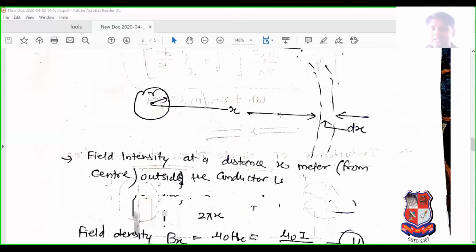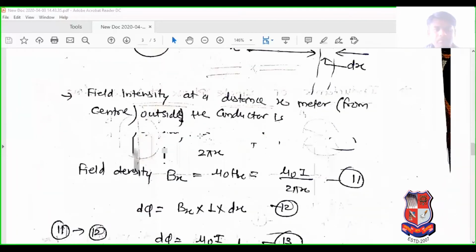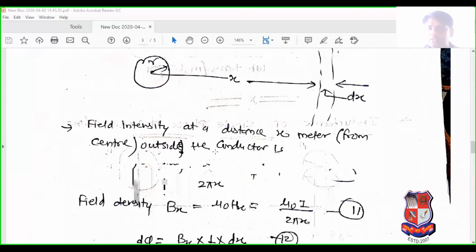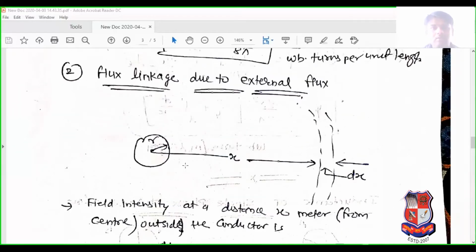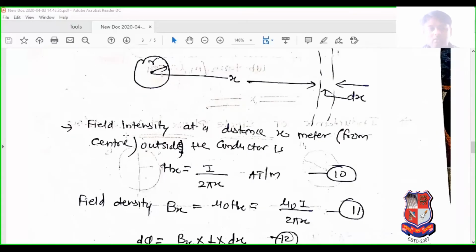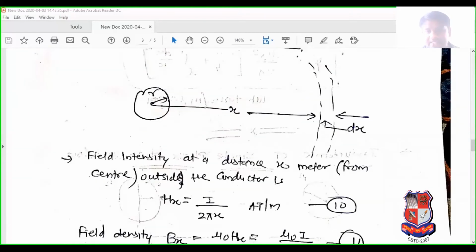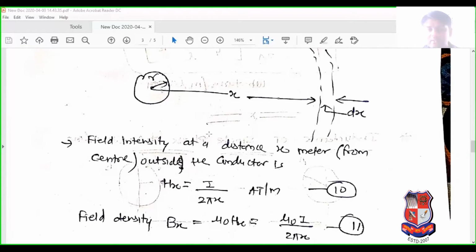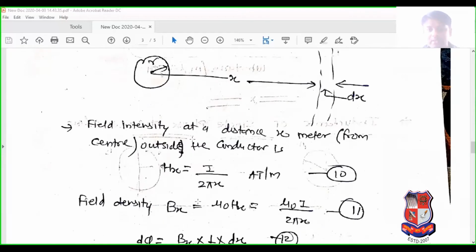So let us consider a point P at a distance x meter from the center of the conductor. This is again a radial small thickness dx, right? So same procedure as we did in flux linkage due to internal flux. The field intensity at a distance x meter from the center outside the conductor is Hx. The value is I upon 2 pi x.